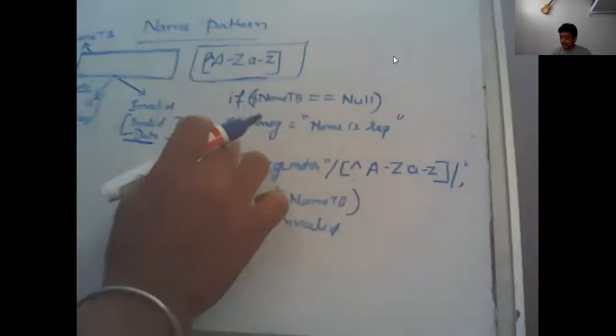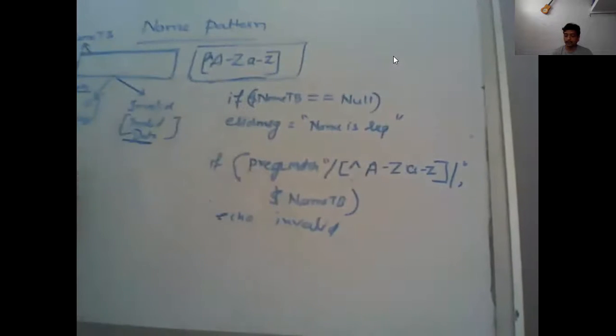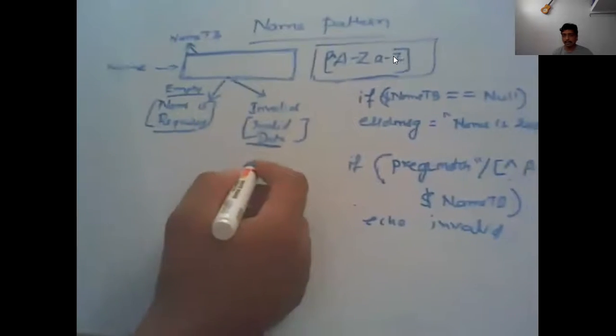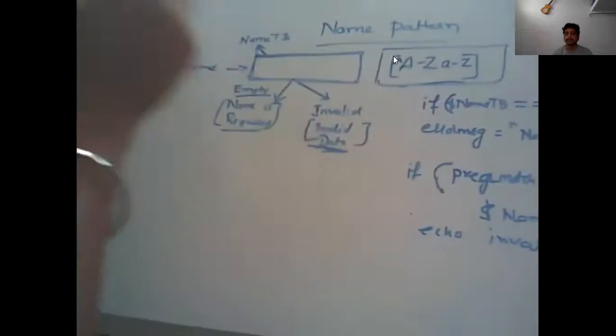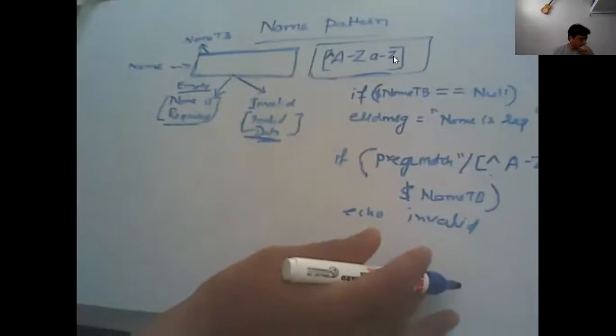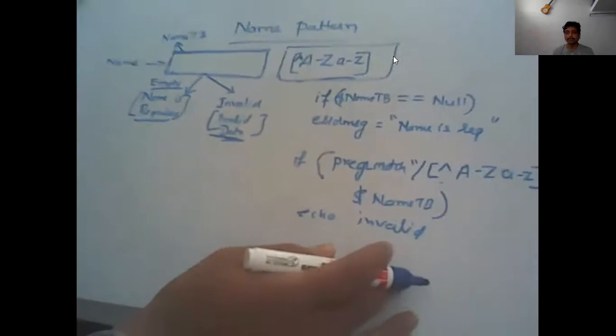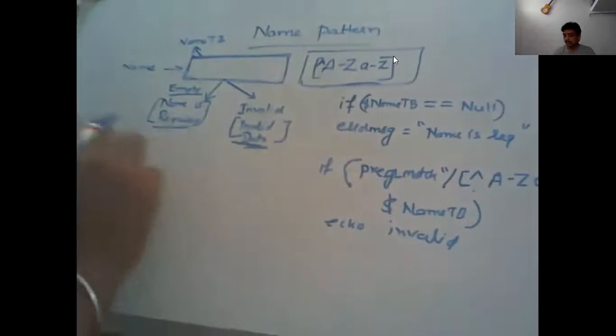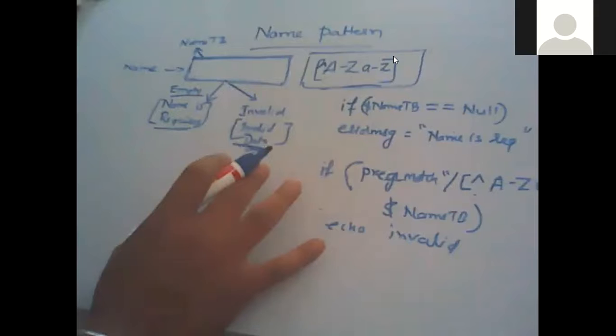So this is how I can write the conditions to check the name and the invalid data for the text box. Is this clear?